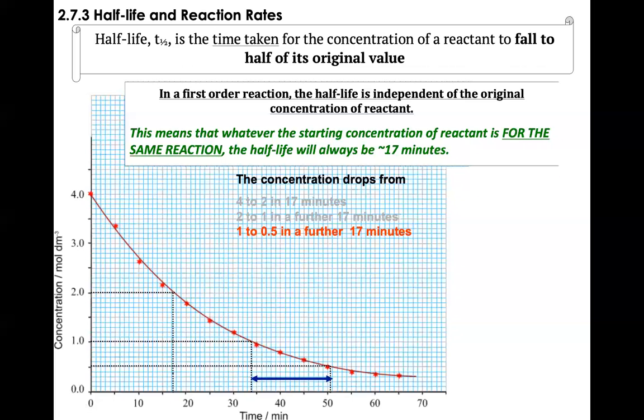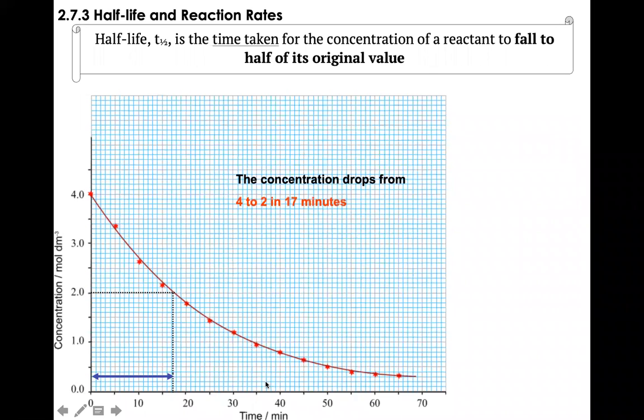Successive means continuous. So the first half-life is between 0 to 17, roughly. The second half-life is between 17 to 34, and the third one is between 34 to 51, roughly. So half-life is just that portion. You do not start counting the time from 0. You only start for the first half-life from 0 to 17. That's when your concentration starts from 4 and goes down to 2. When your concentration starts from 2 and goes down to 1, the half-life is that portion.